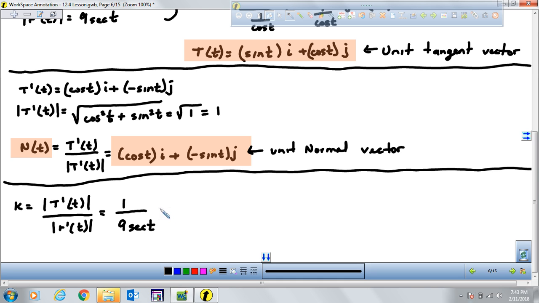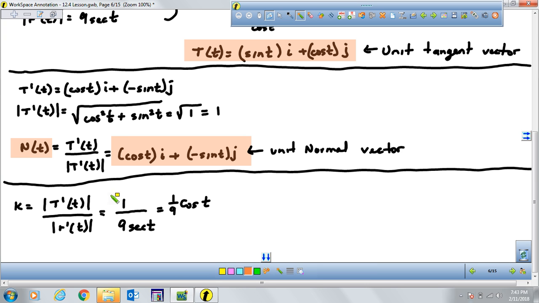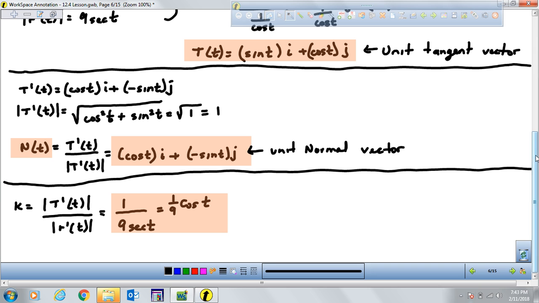And we can leave it like this, or we can rewrite it. That would be the same as 1/9 times cosine of t, or cosine of t over 9. But either way, it is the exact same answer. So at any point on the curve, this is going to tell us how much the graph curves at any given parameter t. So t equals 0, t equals pi over 2, t equals pi over 4. It's going to give us an approximation of how much the graph curves at any given point along the curve.